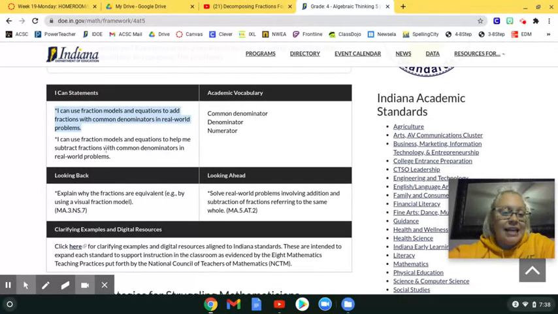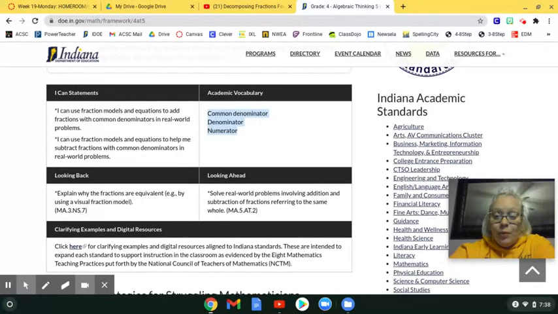And then our second I can statement is below. It's very similar, and it says I can use fraction models and equations to help me subtract fractions with common denominators in real-world problems. So I want you to look right over here on the right side at the academic vocabulary. And we have three terms. The first one is common denominator. The second one is denominator, and the third one is numerator.